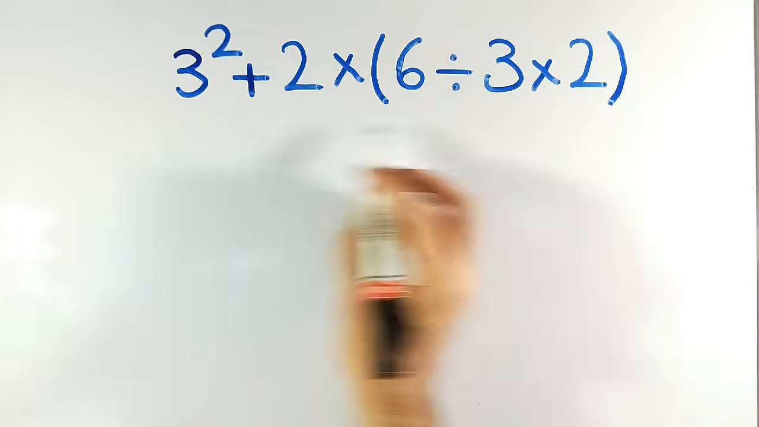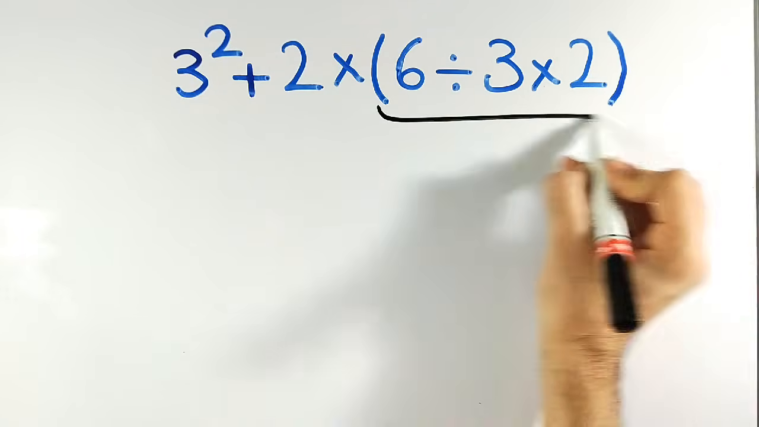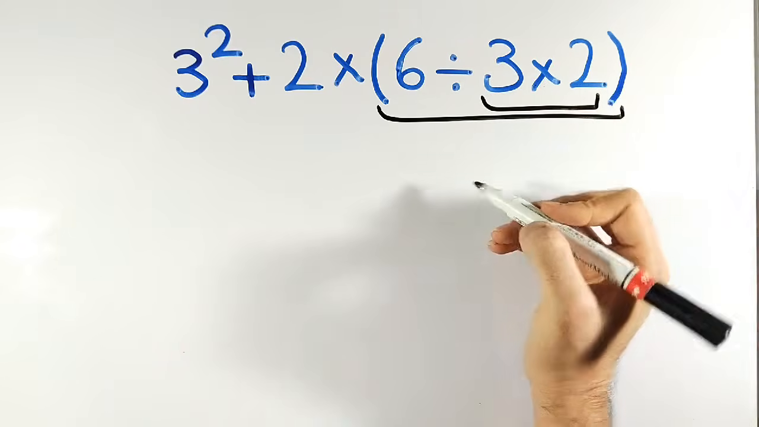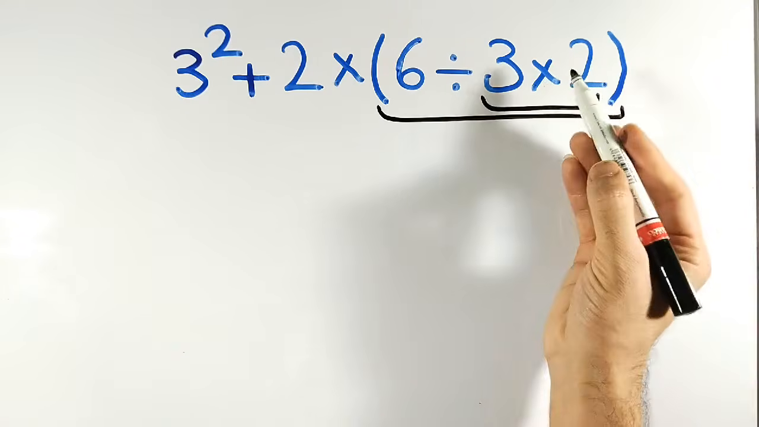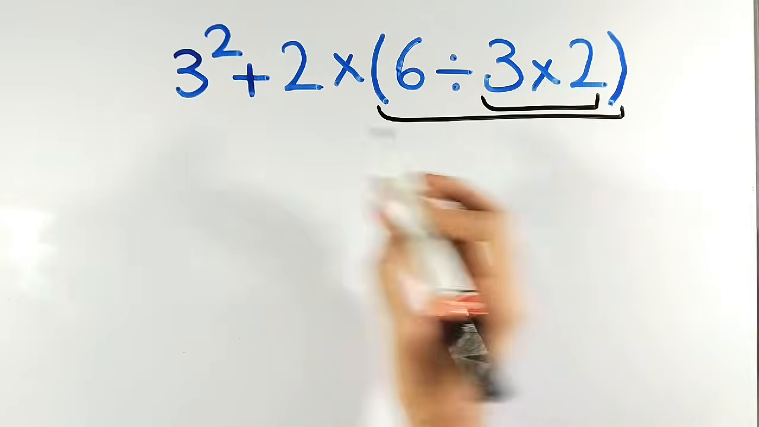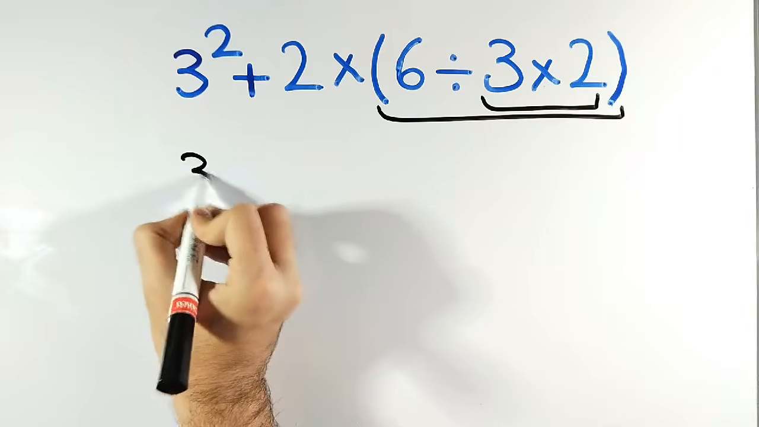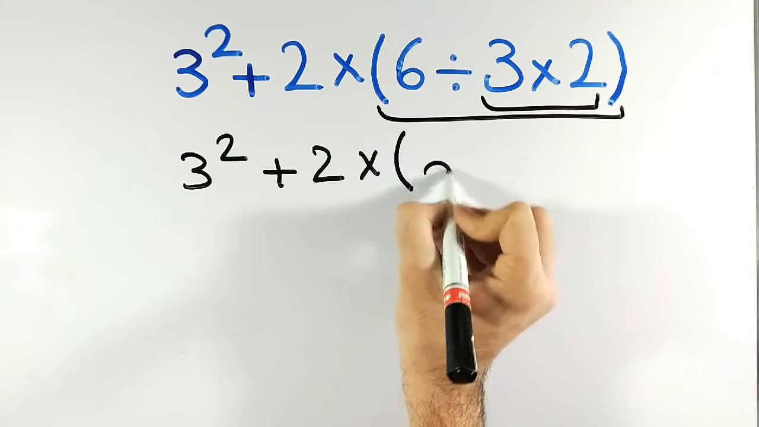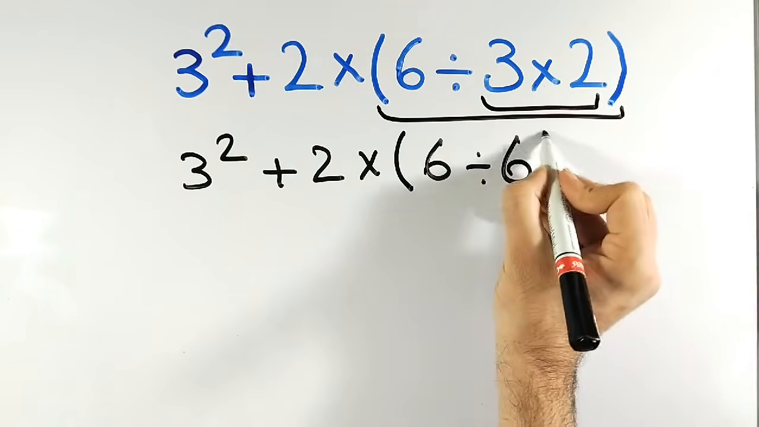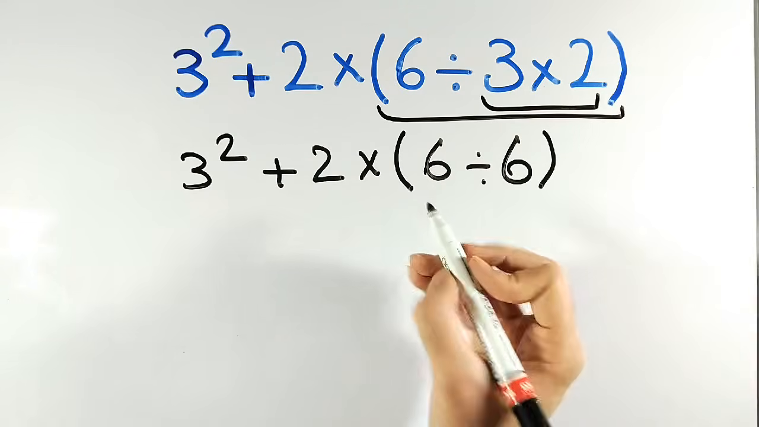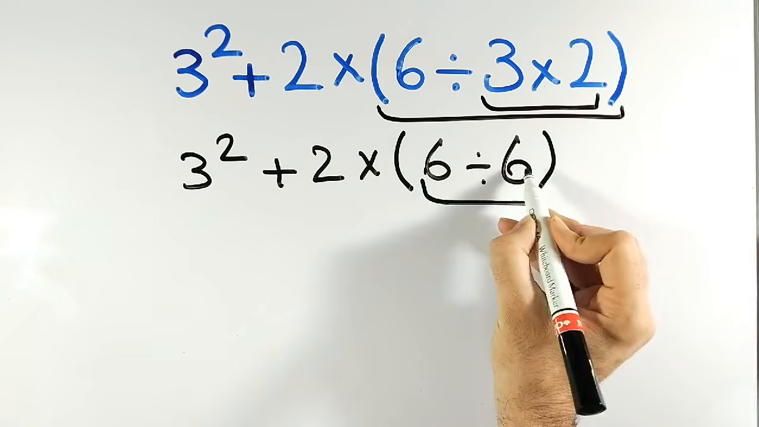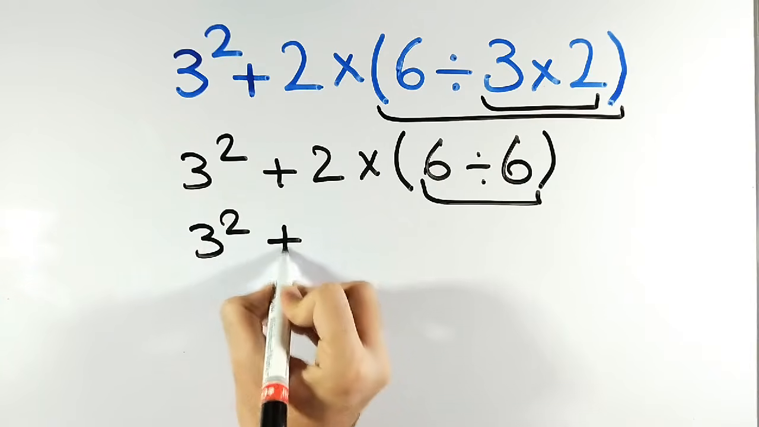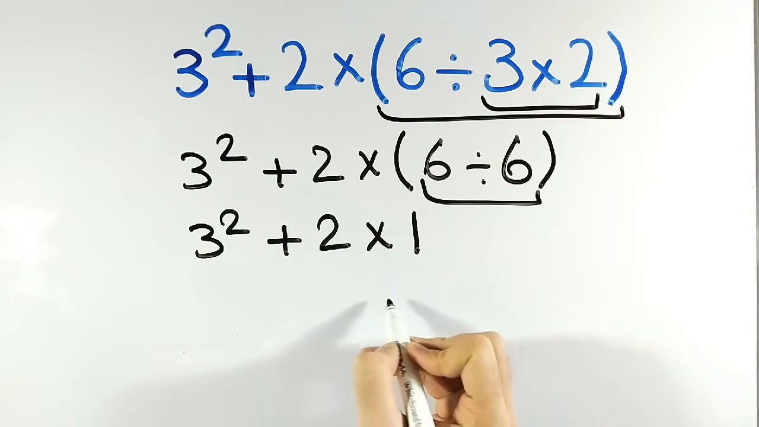Also, some other people, when solving this question, first go for the expression inside the parentheses and start with the multiplication between 3 and 2 because they think multiplication has priority over division. So, instead of this expression, they write 3 squared plus 2 multiplied by open parenthesis 6 divided by 6 close parenthesis. In the next step, they go for the division between 6 and 6, and instead of this expression, they write 3 squared plus 2 multiplied by 1.